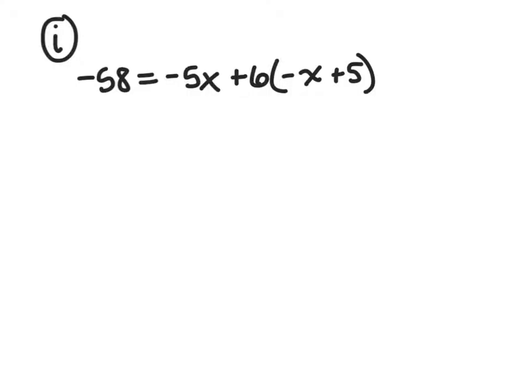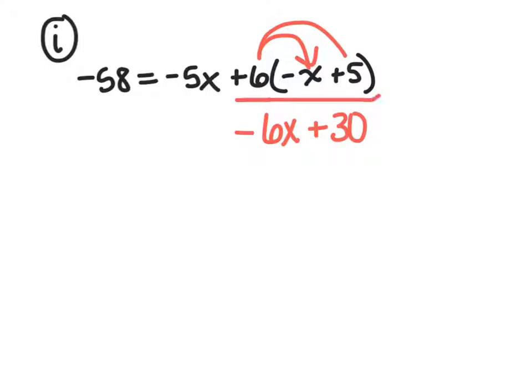Let's take a look at what to do over on the right-hand side. Okay, the first thing we're going to have to start with over here is distributing this 6 to everything in parentheses. So I have, it's a plus 6, so it's a positive. So I have 6 times negative x, and that's a negative 6x. Then I have 6 times 5, which is positive 30. Okay, so that was this whole part here. I still have a negative 5x, bring down my equal sign, and then on the left I have negative 58.